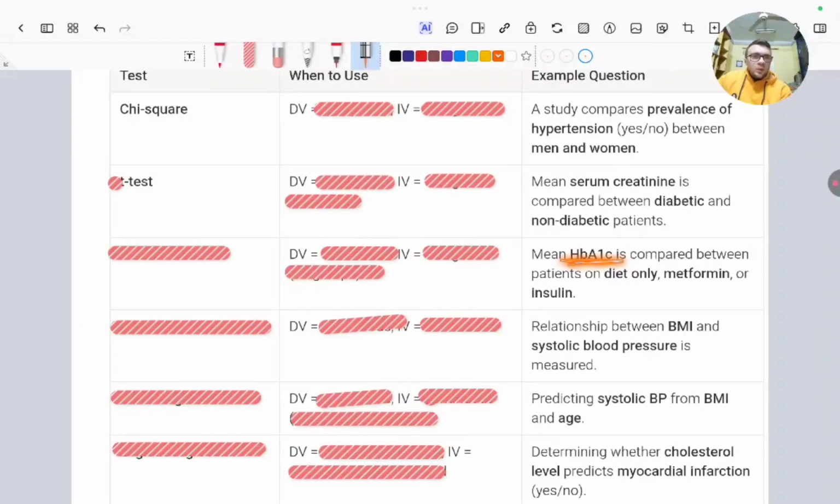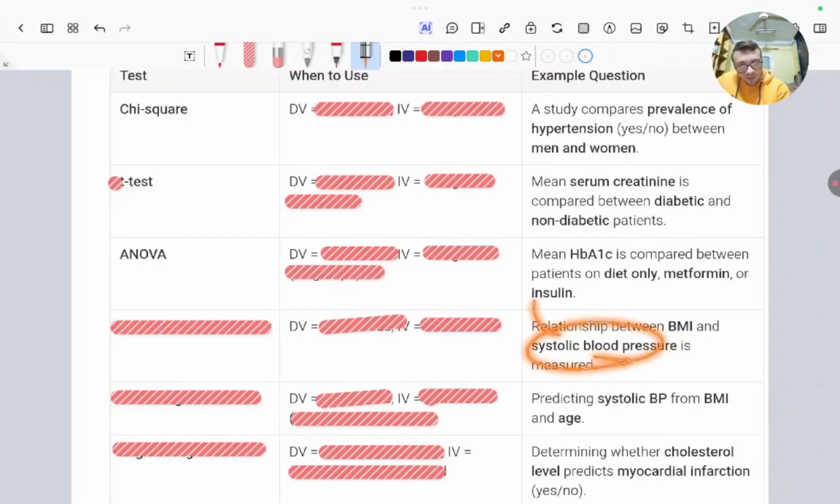Hemoglobin A1C is compared between patient on diet only, metformin, or insulin. Hemoglobin A1C depends on diet and drug, so hemoglobin A1C is a dependent. Hemoglobin A1C is continuous. And diet, metformin, insulin, they are categorical and more than 2 groups, so answer is ANOVA or analysis of variance.